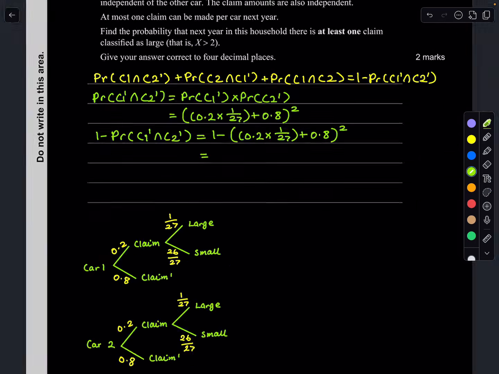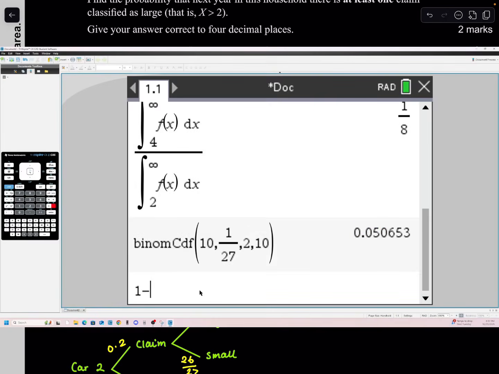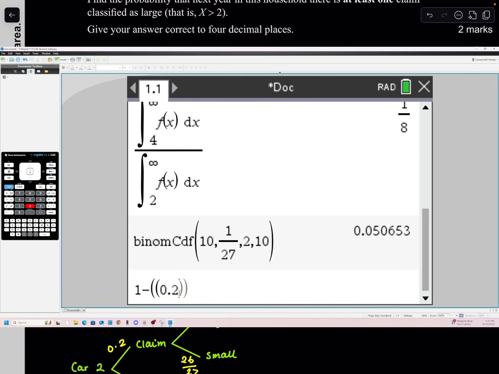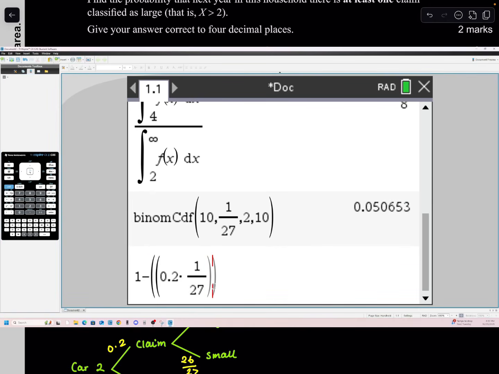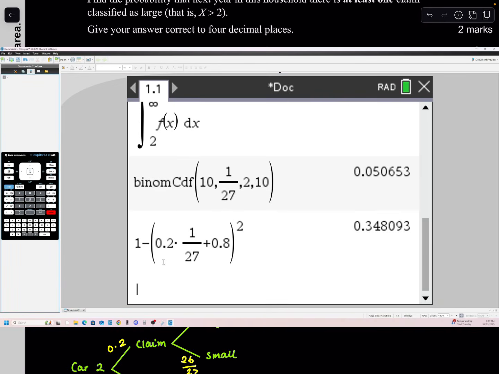That's an ugly question. There's a lot happening here, but if you break it apart, it works. So let's do that in our CAS. So 1 minus 0.2 times 1 over 27, so times that, plus 0.8. And don't forget you square. Does that look right?